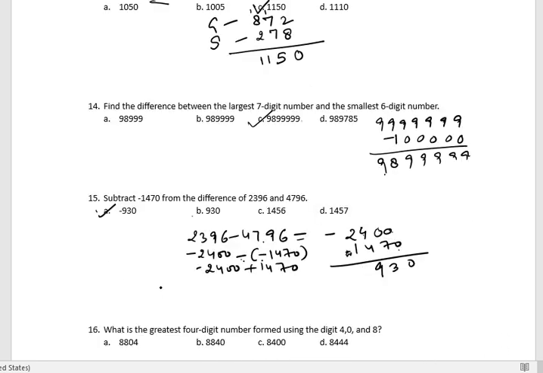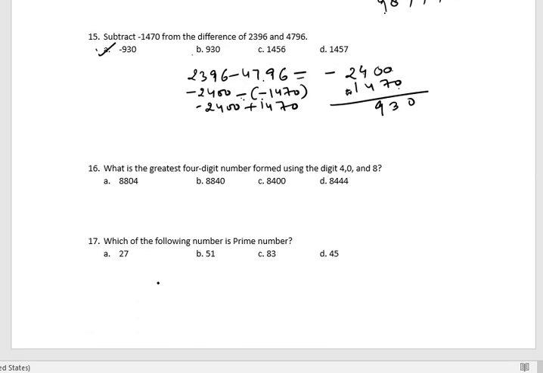So negative 930. Next one is, what is the greatest 4-digit number formed using this? So greatest 4-digit number forming this, and they have not specified whether digits to, there are 3 digits only, and we have to make it 4 digit. So we can repeat any 1 digit, and when we talk about the greatest number, we will be repeating the greatest digit only. So 8840 will be right answer.